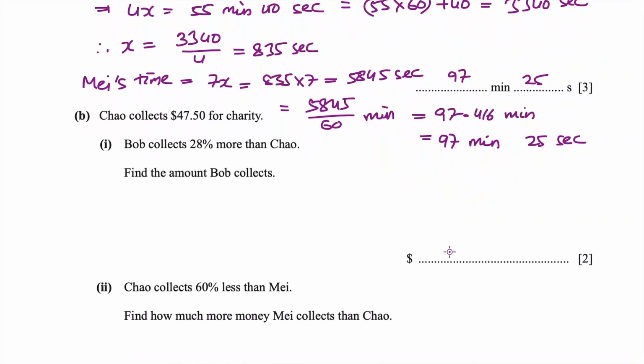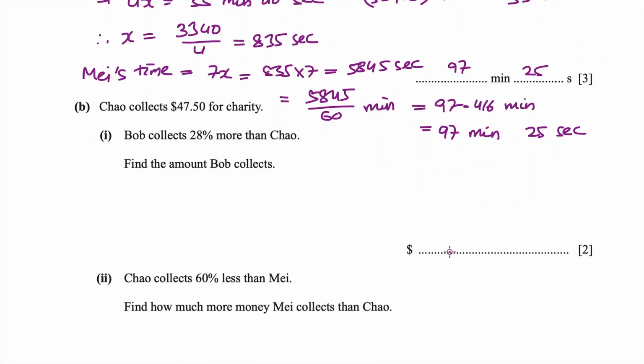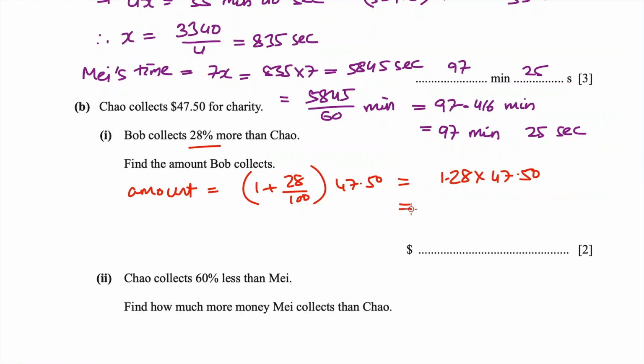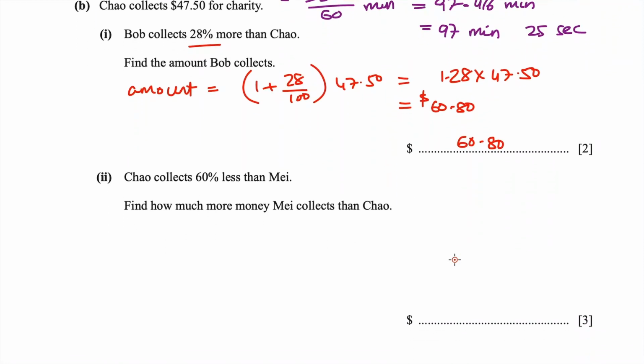Okay, so that is part A. Let us go to part B. Chow collects $47.5 for charity. Bob collects 28% more than Chow. So find the amount that Bob collects. So the required amount is (1 plus 28 by 100) into 47.50. So this is 1.28 into 47.50. And if I calculate the value, this will turn out to be 60.80. So this is $60.80. This is the amount that Bob collects. Straightforward question.